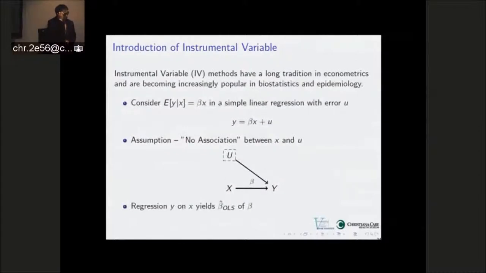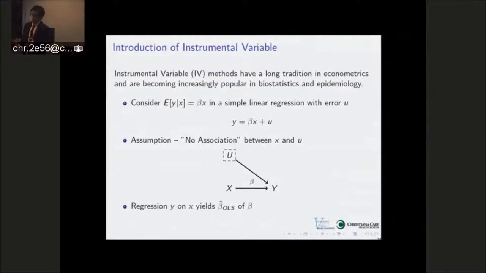The instrumental variable method has a very long tradition in econometrics, and is recently becoming increasingly popular in biostatistics and epidemiology. I have to use some formulas, but they are easy to understand. Let's consider we would like to model some outcome Y based on some exposure X through a very simple linear regression model. Y is denoted as the outcome, and X is some exposure. It could be binary, categorical, or even continuous.